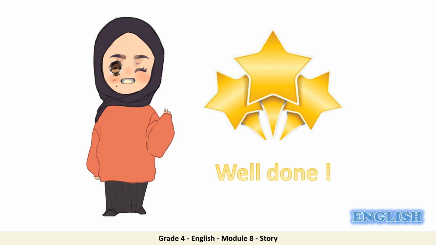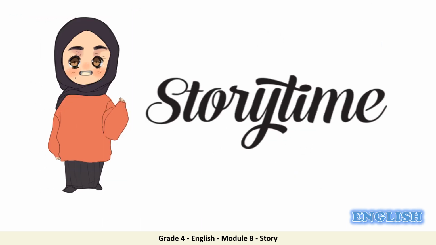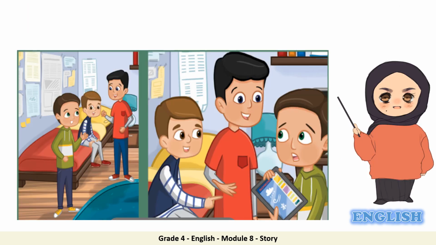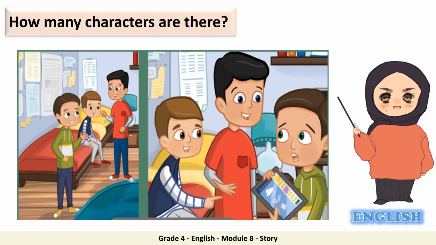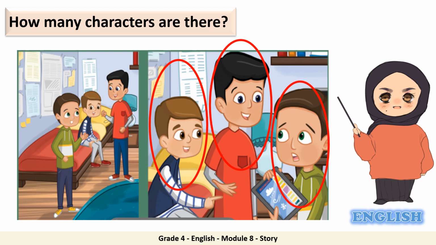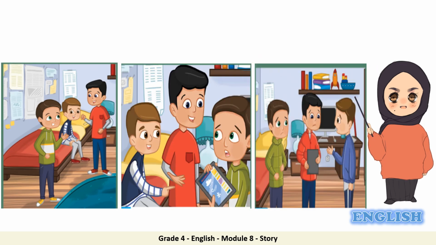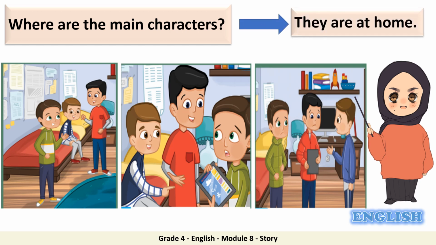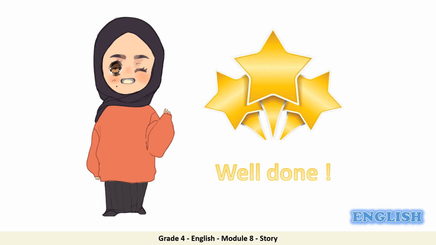Well done, boys and girls. And now it's story time. Open your student's book, page 98 and 99, activity 2. And look at the picture here and tell me, how many characters are there? Can we count them together? 1, 2, 3. So there are 3 characters. And look at these pictures and tell me, where do you think the main characters are? They are at home. Well done, boys and girls.